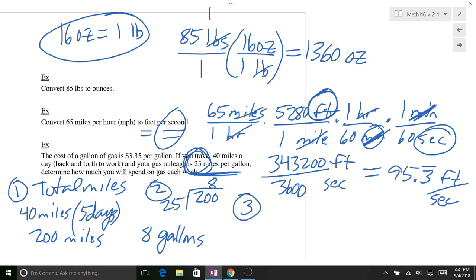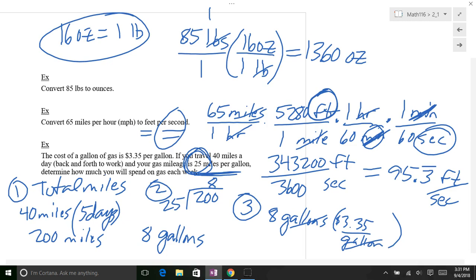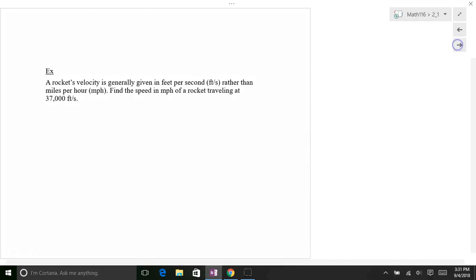And then thirdly, how much are you going to spend on gas each week? Well, I got to buy 8 gallons, and it costs $3.35 per gallon. That leaves us with $26.80.